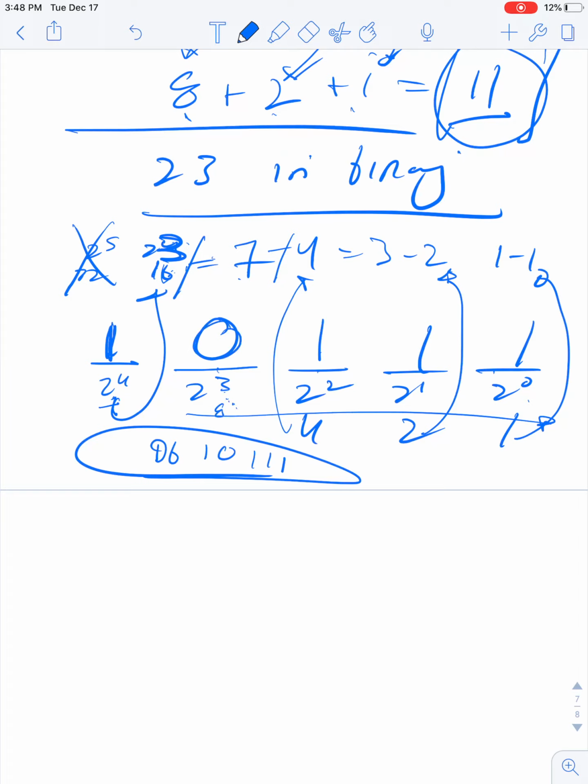I cannot put 8 in there. I have to put a 0. So 2 to the 3 equals 8, and I cannot put that into 7. It's too big. So I put a 0 there. 2 to the 2 equals 4. Yeah, I could put that in there. So that gives me a remainder of 3. So I put a 1 there. Now I have 3. Now I can put 2 inside there. That gives me the ability to put a 1 there. And then now I have a remainder of 1. And then 2 to the 0 equals 1. And then I can put that in there, and therefore I can put 1 there. So my binary would be 1, 0, 1, 1, 1.